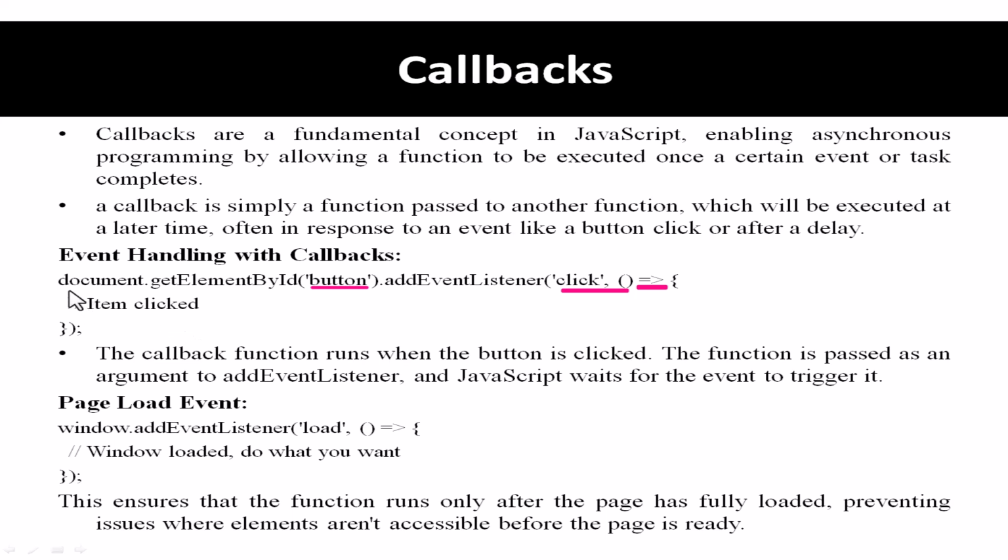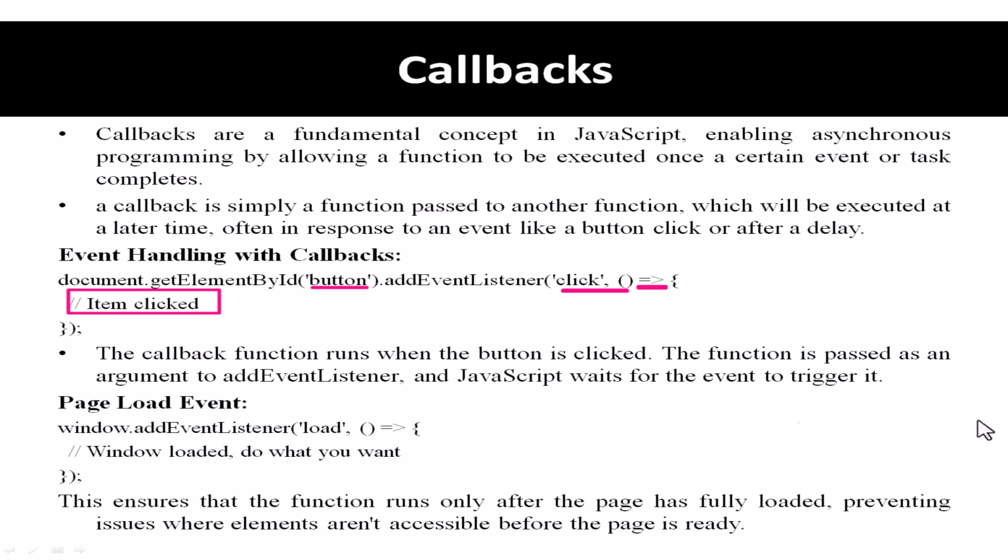This means the item is clicked. Here you can write some particular content to run when the item is clicked. The callback function runs when the button is clicked. The function is passed as an argument to the event listener, and JavaScript waits for the event to trigger it.